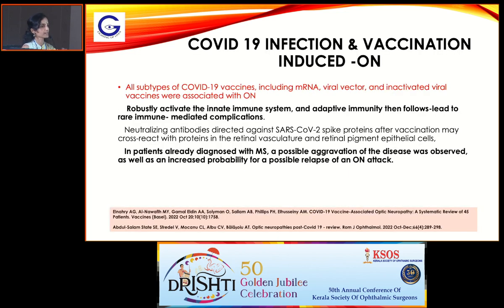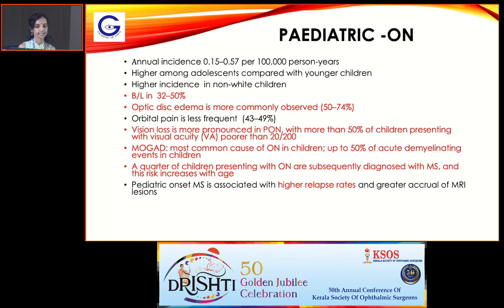COVID-19 saw the onset of variable types of optic neuritis associated with the disease as well as with vaccinations. We are all familiar with that.